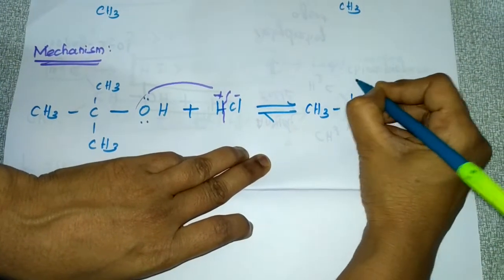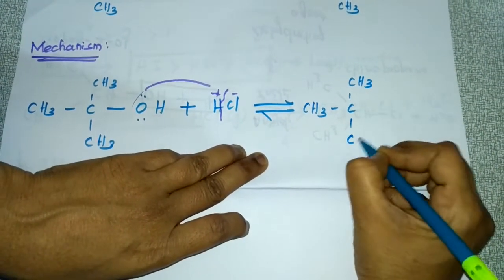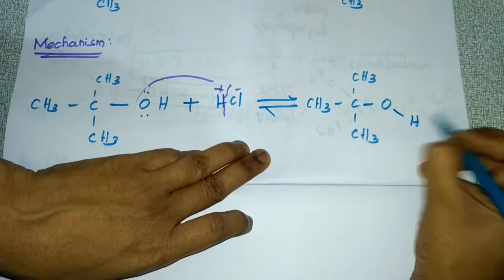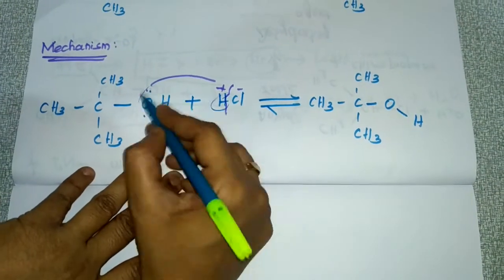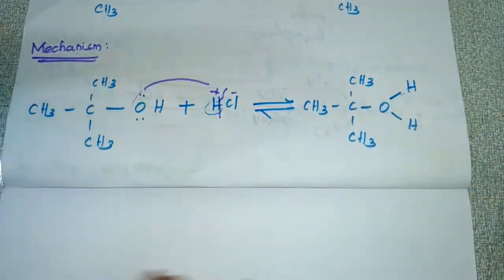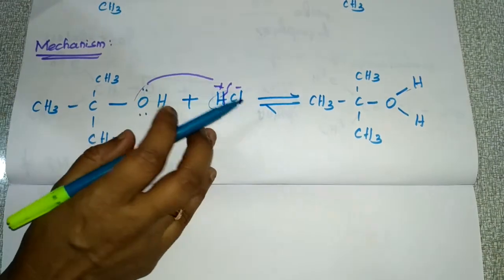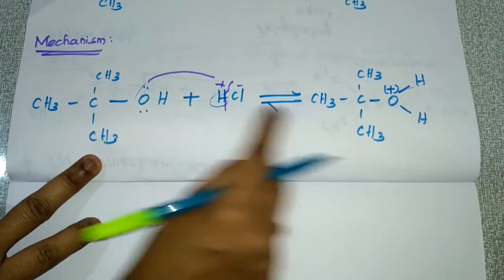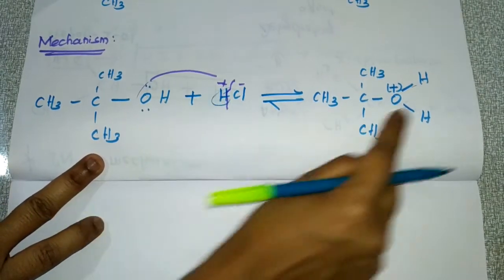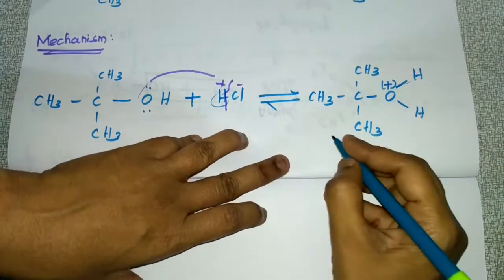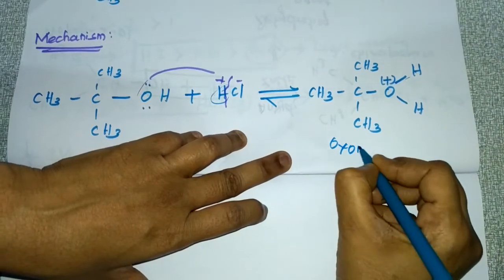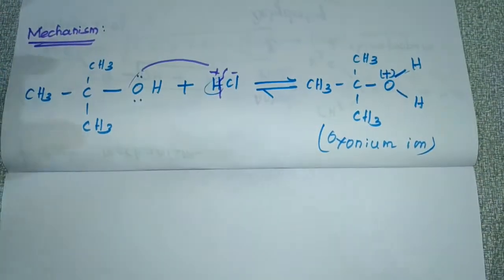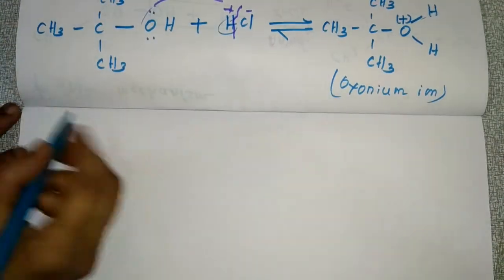So the product formed will be (CH3)3C attached to O, which already has one hydrogen, and this hydrogen comes and attaches to the oxygen atom. What will be the charge of the oxygen atom? Positive charge, because it is giving one lone pair of electrons to this hydrogen. So what is the product formed here? This one is the oxonium ion. This is step 1. And in step 2, what happens?